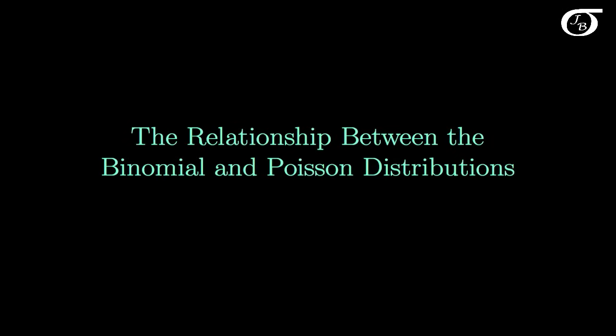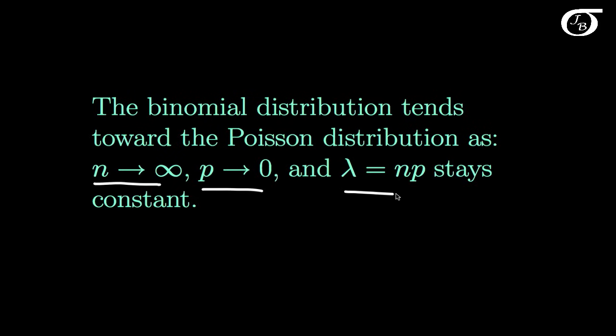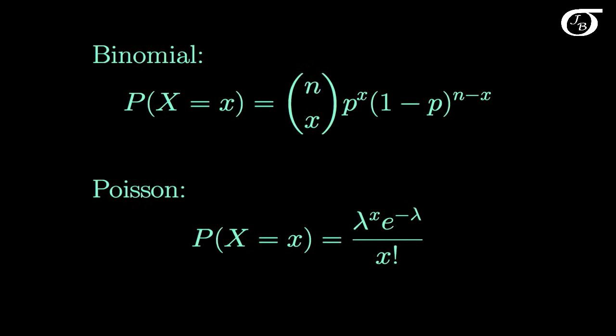Let's take a look at the relationship between the binomial and Poisson distributions. The binomial distribution tends toward the Poisson distribution as n tends to infinity, p goes to 0, and lambda equals n times p stays constant. Here we have the binomial formula and the Poisson formula.